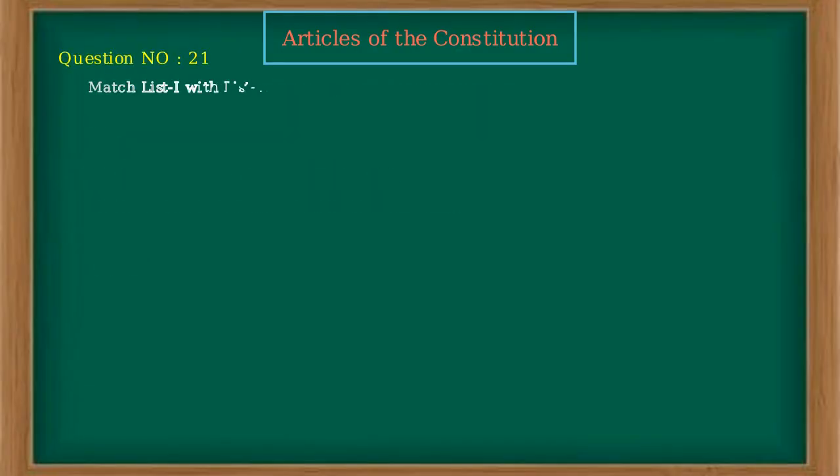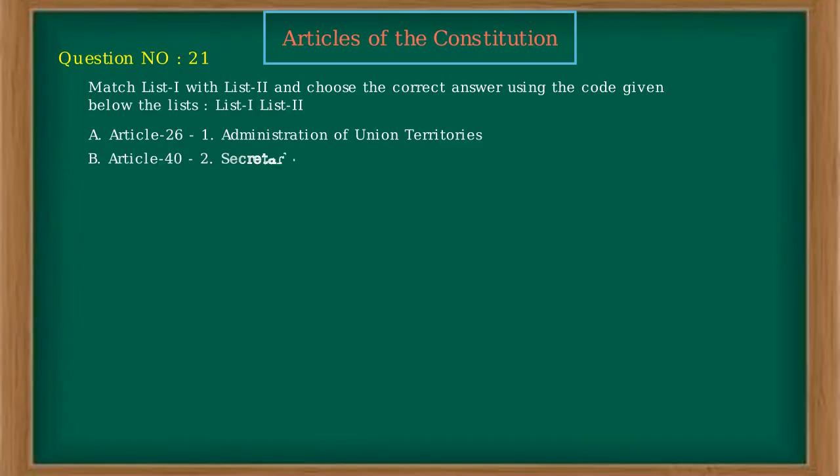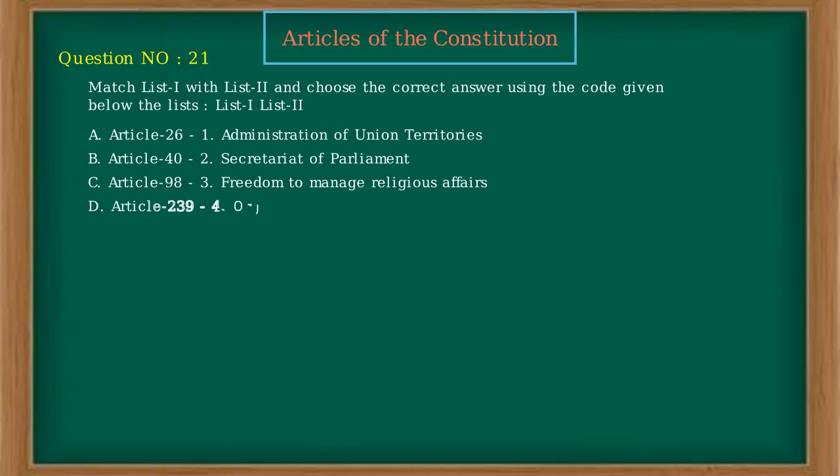Match list I with list 2 and choose the correct answer using the code given below the lists. List I, List 2. A. Article 26, 1. Administration of Union Territories. B. Article 40, 2. Secretariat of Parliament. C. Article 98, 3. Freedom to manage religious affairs. D. Article 239, 4. Organization of Village Panchayats.